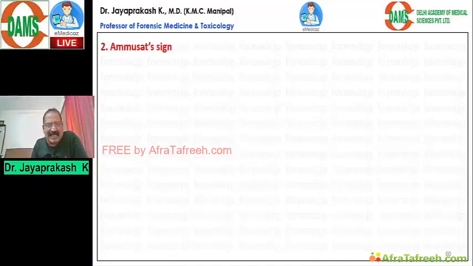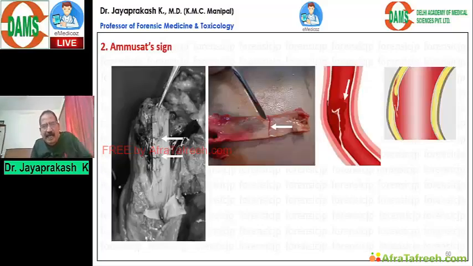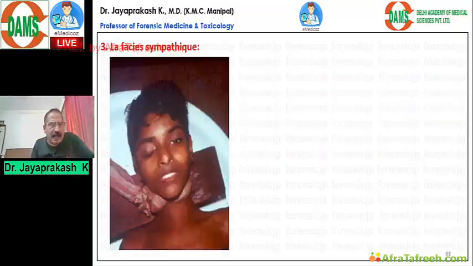But it is rarely seen. Okay. Amussat's sign means a tear in the intima of the carotid artery. A tear in the intima of the carotid artery, that is because of the stretching. Number 3, the lucid phase is sympathetic. Strictly speaking, it is a myth.